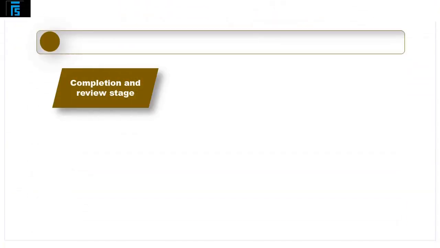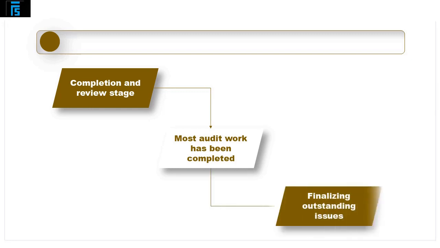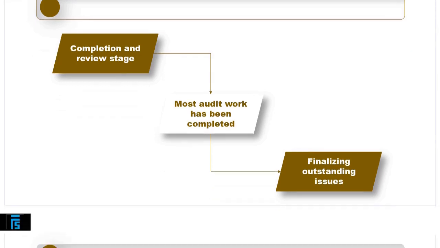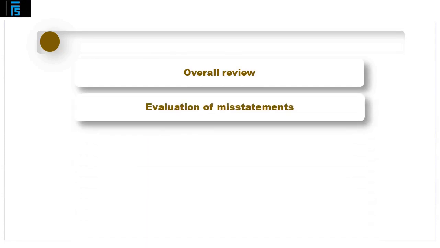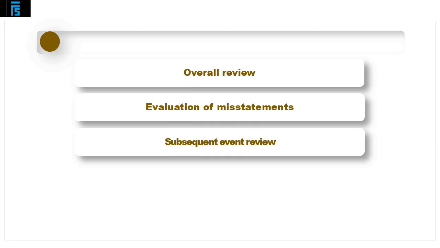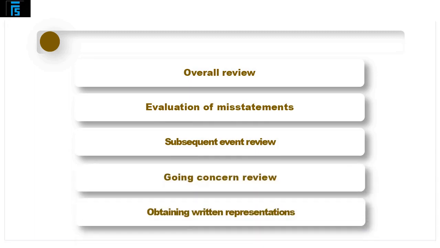The completion and review stage is where most of the audit work has been completed, and it is now time to review what has been done and finalise any outstanding issues the auditor may have. There are several specific pieces of work that must be completed at this stage. Each one is of importance to the auditor. These include the overall review, the evaluation of misstatements, subsequent event review, going concern review, and obtaining written representations.